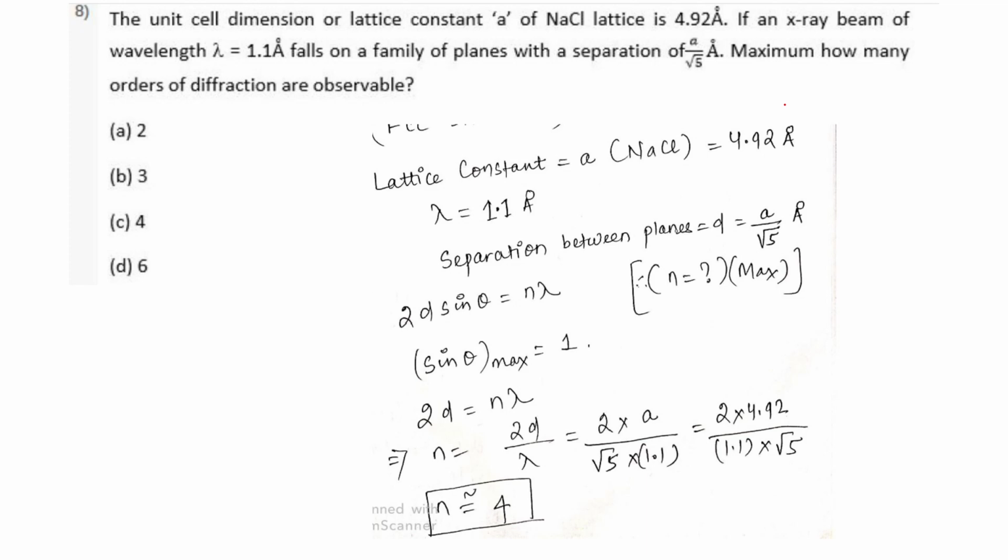Okay, so the lattice constant of NaCl is given as 4.92 angstrom. Lambda is given as 1.1 angstrom. The separation between the planes, the d value, is also given. You just have to use Bragg's law. So it will be 2d sin theta is equal to n lambda. Sin theta maximum will be 1, that we know already. So 2d is equal to n lambda. So n is 2d divided by lambda. So 2 into a by root 5, divided by 1.1. So it will be 2 into 4.92 divided by 1.1 into root 5. So n will be 4. That will be the answer. Okay.